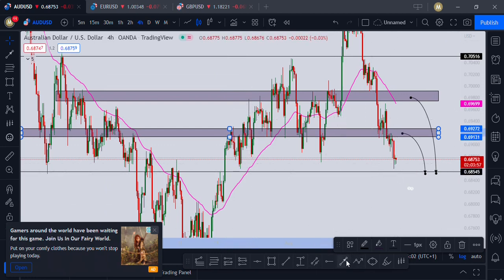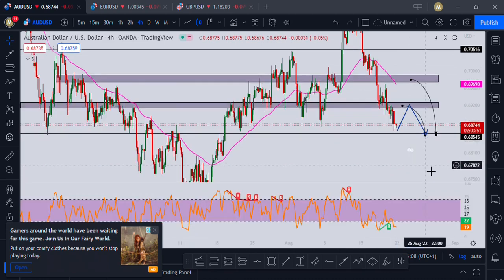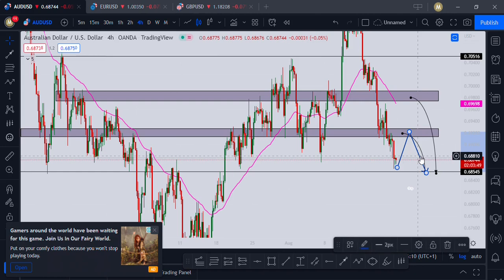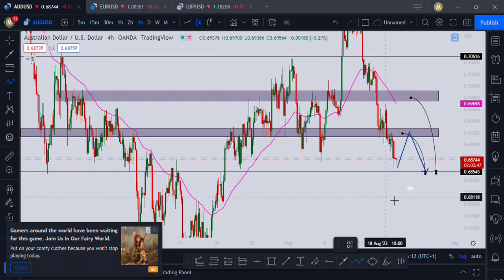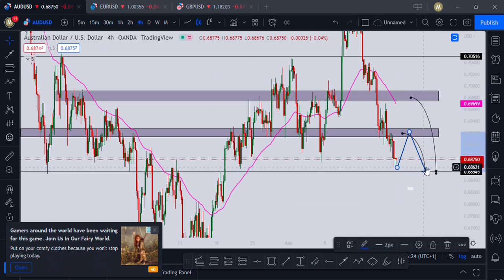I'll be waiting for the market to retrace all the way up here before going down. If it doesn't, then we should expect the market to move higher to this level, then test this area before going down. So that's what I have on AU. That's what I'm expecting on AU.